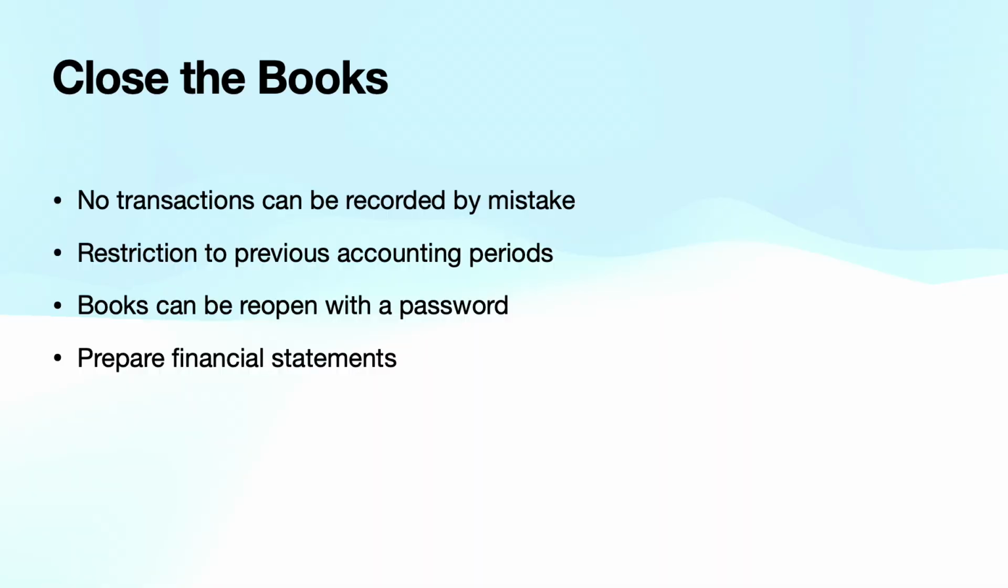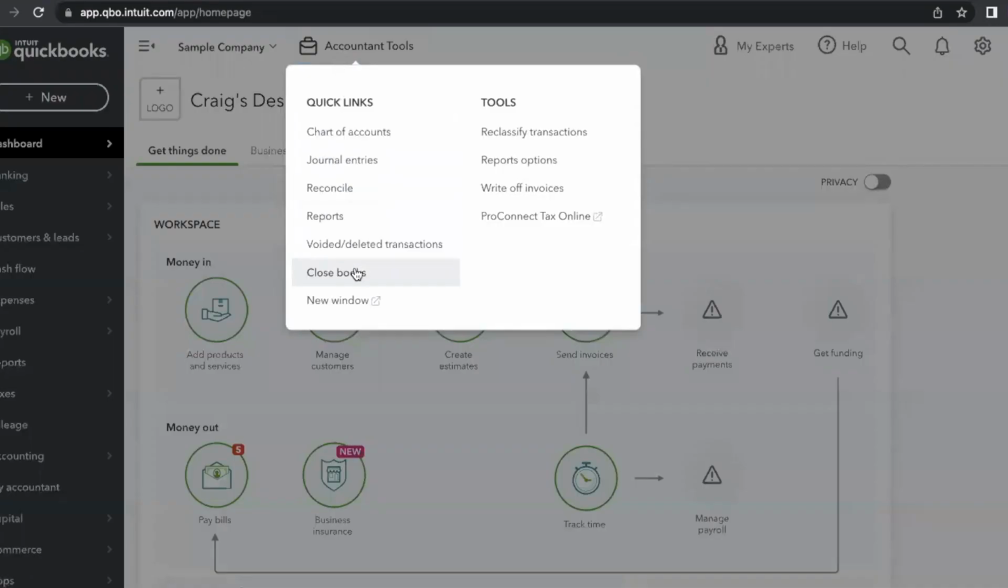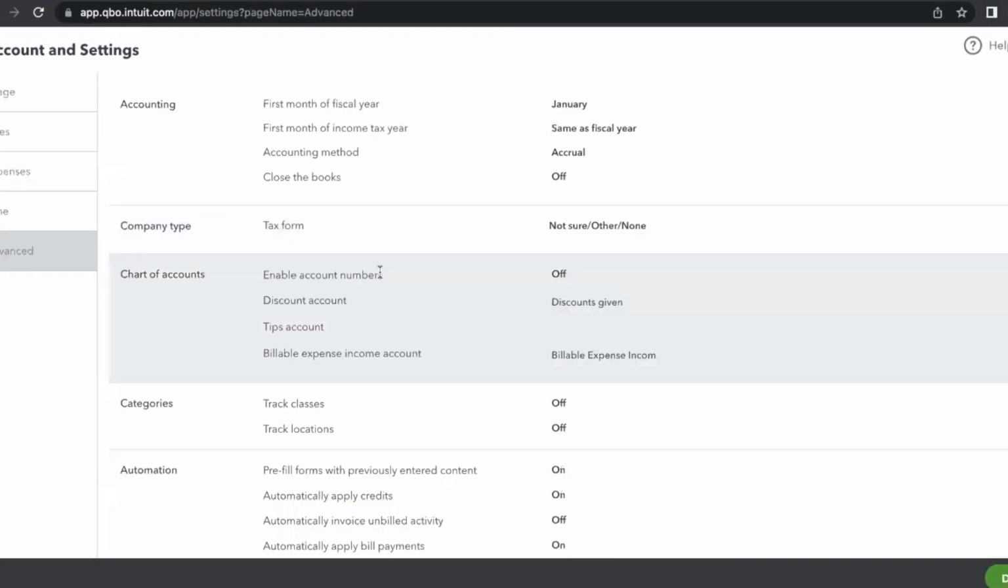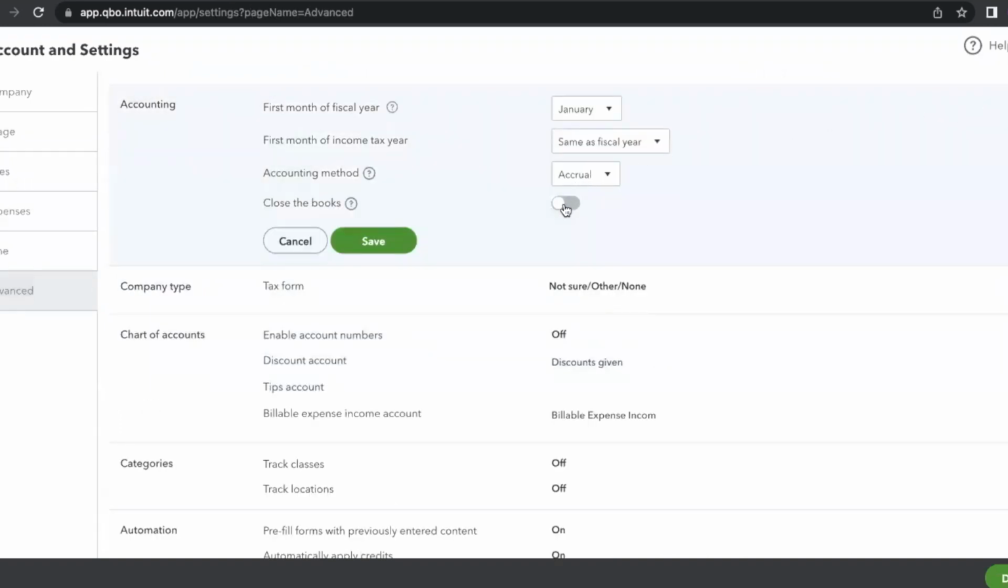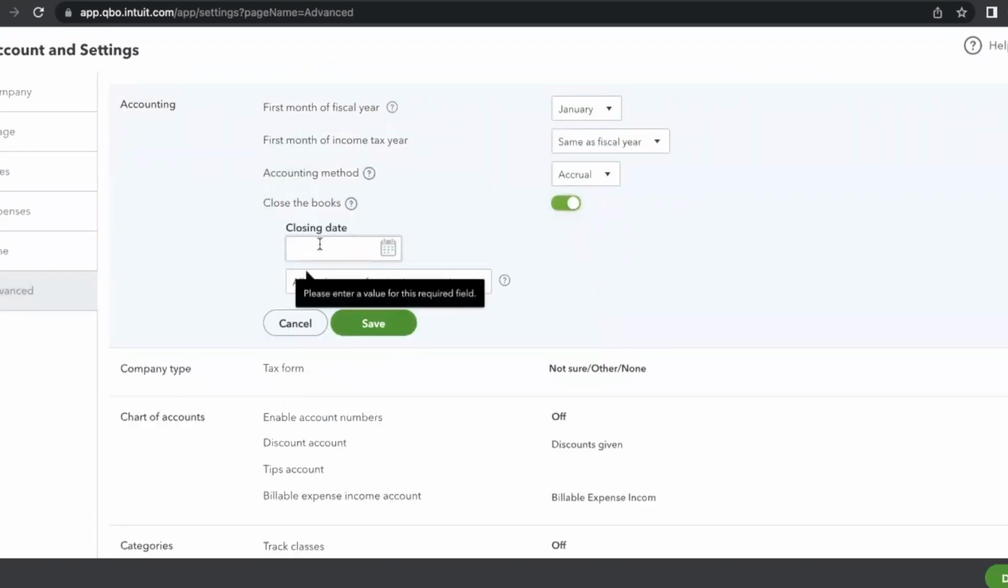Only a few steps left. The next step is to close the books. This is necessary to prevent any mistakes being made or adding transactions to previous accounting periods. Once everything for a particular accounting period has been recorded, reconciled, analyzed, and corrected, it is important to restrict access to previous periods to keep the books accurate. If by any chance the books need to be opened again, it can be done with a password and a notification will appear that it's being done.